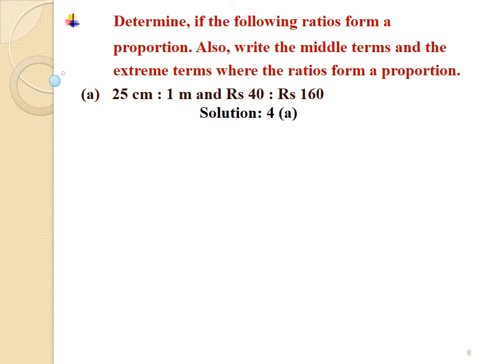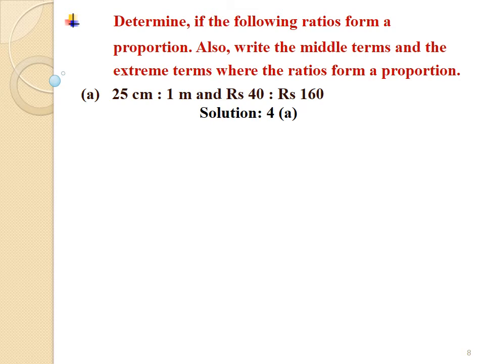Students, in this question, we have been given two ratios and we have to determine whether the given ratios are in proportion or not. Students, the first ratio does not have the same units. So, we have to convert one unit into another unit. Students, we will convert bigger unit into smaller unit and we will solve this question by the first method.